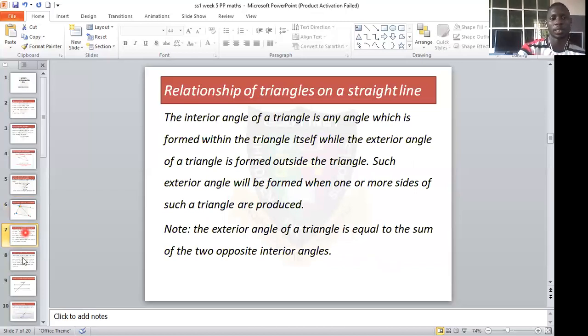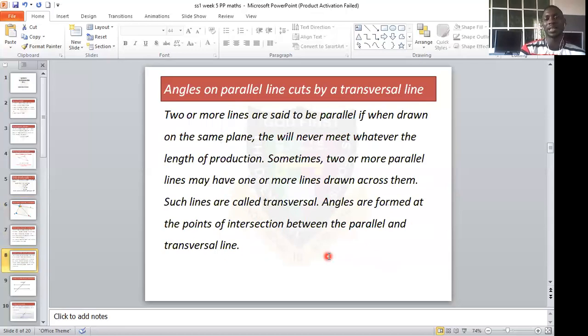So let's look at the next slide. Angles on parallel lines cut by a transversal line. First, you should know what a parallel line is. Parallel lines are lines which do not meet, regardless of their length. It could be a continuous line, but they will never meet.